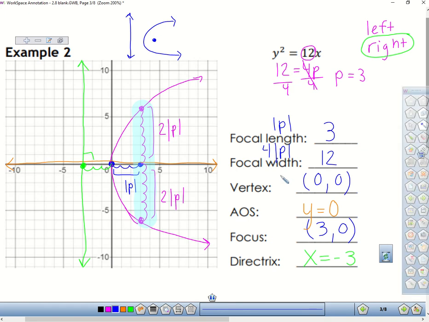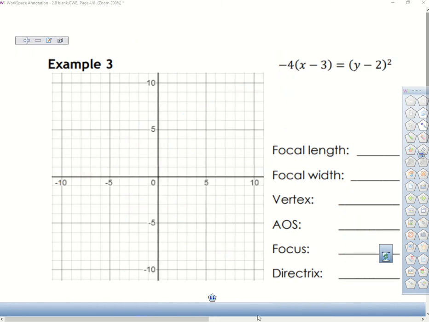So do you guys feel better after seeing the second example a little bit? Will the focal width always be the number with the variable that's not squared? The focal width will always be whatever, if you take p and take the absolute value of it and multiply it by 4. It's always going to be whatever that is. Okay? Any other questions? Alright, let's try example number 3.